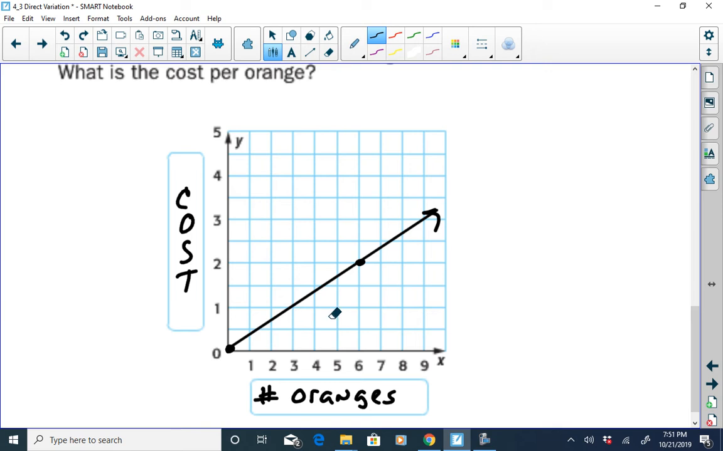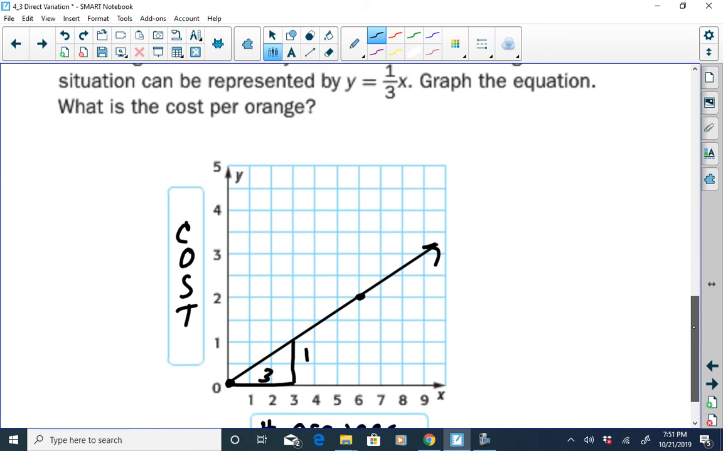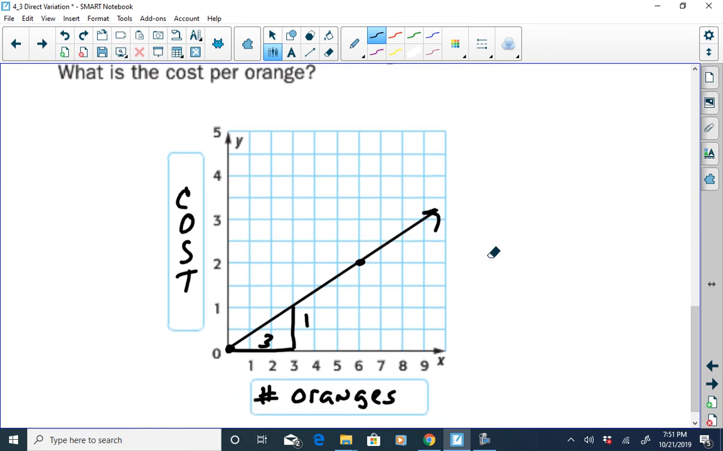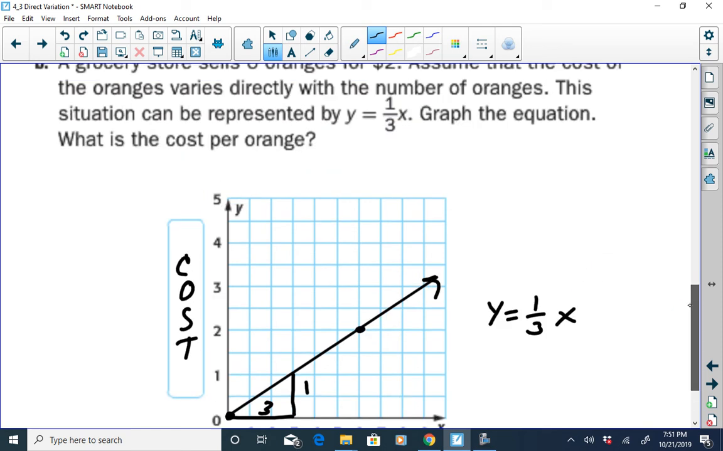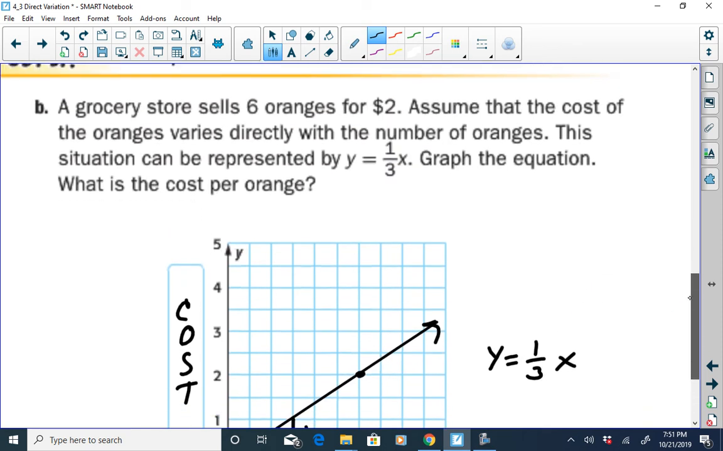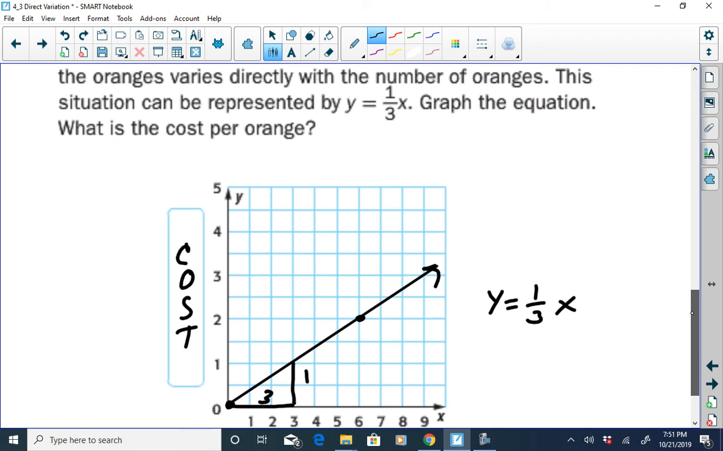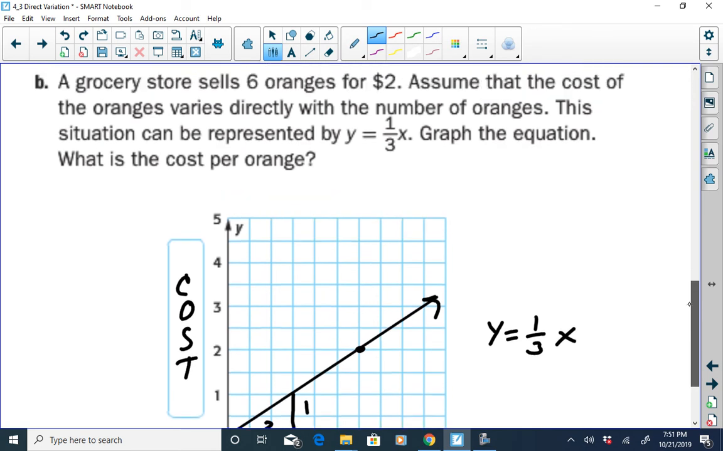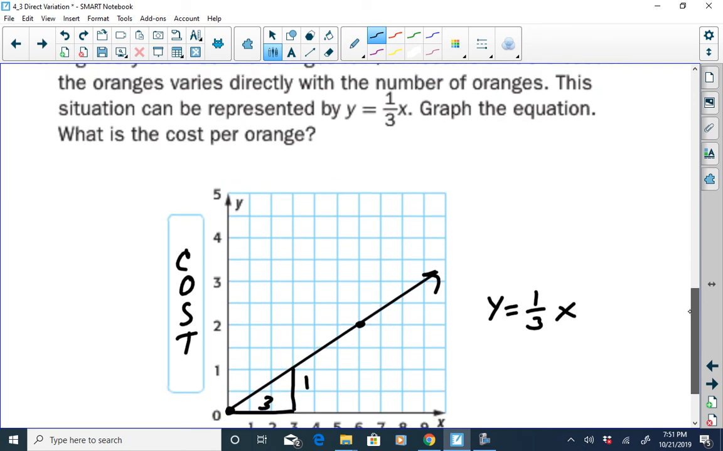Well, my slope here, let's see, change in y over change in x. Change in y would be 1, change in x is 3. So that matches the equation we have up there, y is equal to 1/3 times x. Well, we want to find the cost for what? 1 orange.